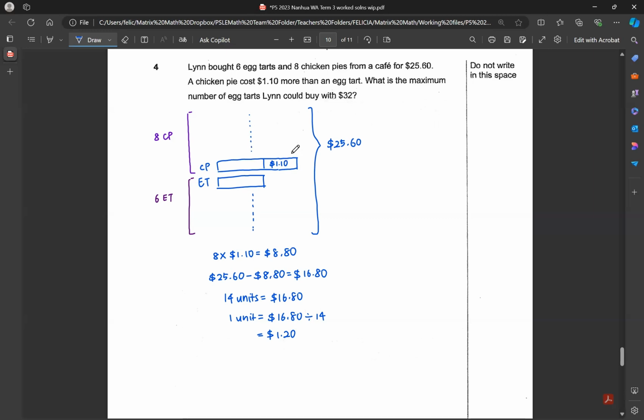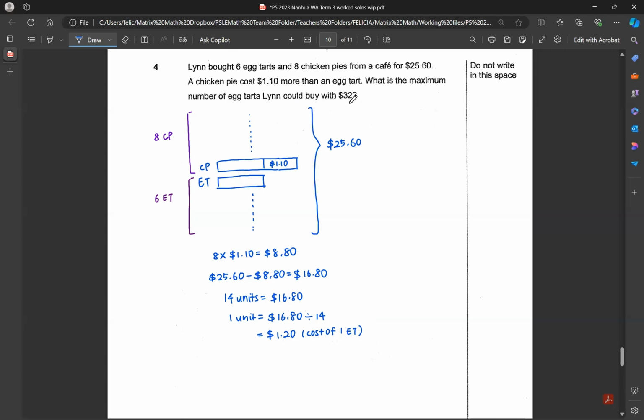So your chicken pies, you're stacking the same exact model 8 times, and you're stacking the same exact model downward 6 times. Just that we wouldn't want to draw so many of them, 14 layers. So avoid that. So 1 unit means this one. This is your 1 unit, which is $1.20. So this is also the cost of one egg tart. Thank goodness, right? The cost of one egg tart actually helps us in answering the maximum number of egg tarts that she can buy with $32. So you don't have to care about the chicken pie, just focus on the egg tarts moving forward.